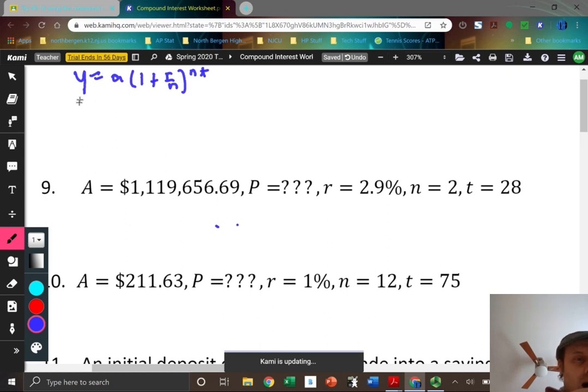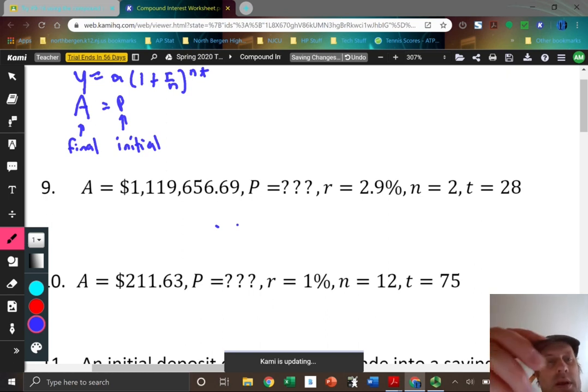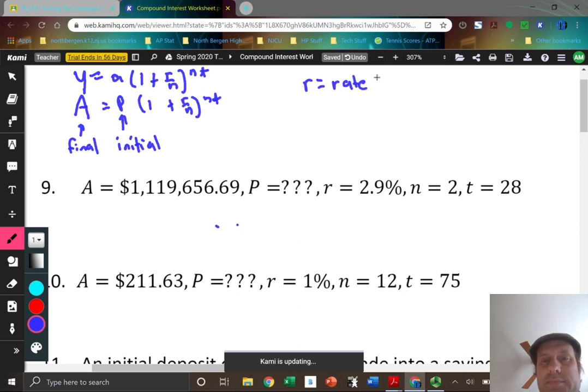So for them, y is actually A. All this means is that this is just the final amount, regardless of what variable you want to use. P stands for principal. In our case, we use the term lowercase a, but in their case it is principal, the initial amount that you're putting into the account. R is still the same, 1 plus R over N to the NT power. Just to remind everyone, R is the rate as a decimal.